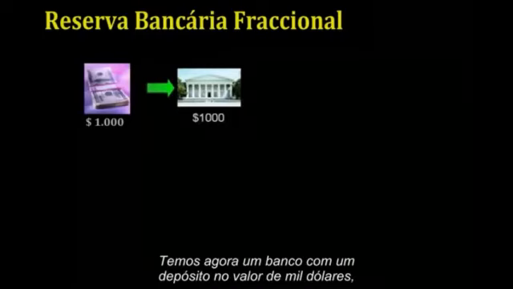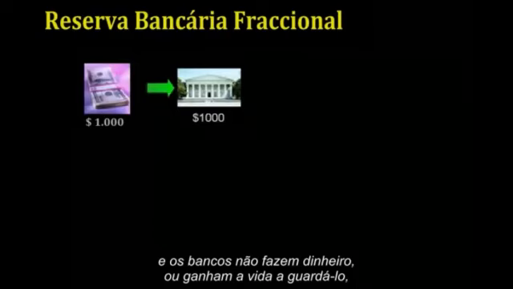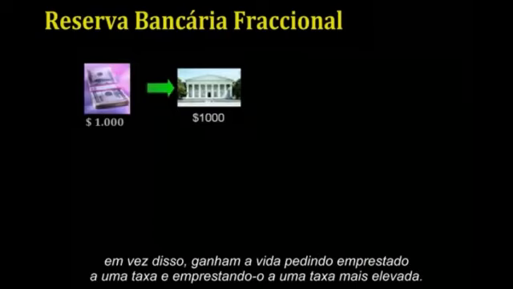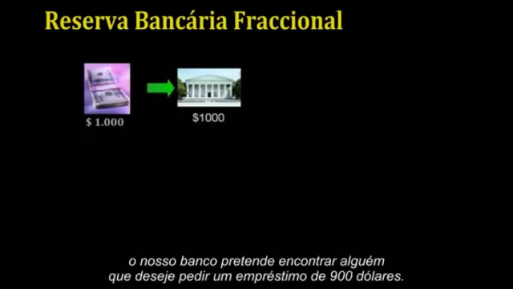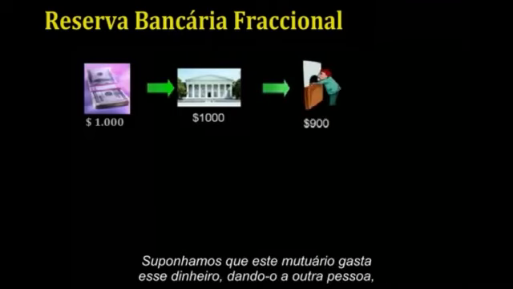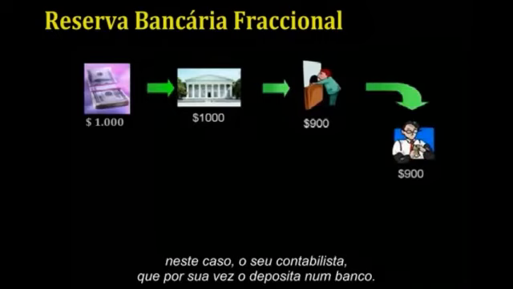We now have a bank with $1,000 on deposit, and banks do not make money or make a living by holding on to it. Rather, they make their living by borrowing at one rate and loaning at a higher rate. Since any bank can loan out up to 90% of what they have on deposit, in our example, our bank wants to find somebody who wants to borrow $900. Suppose this borrower then spends that money by giving it to another person, in this case his accountant, who in turn deposits it in a bank.